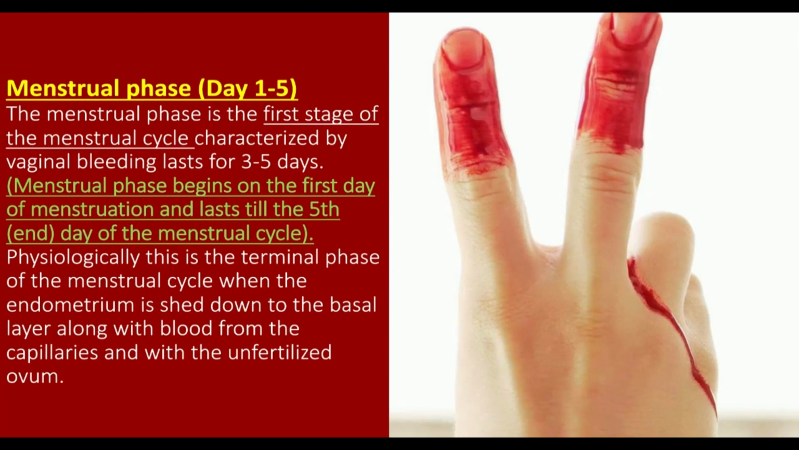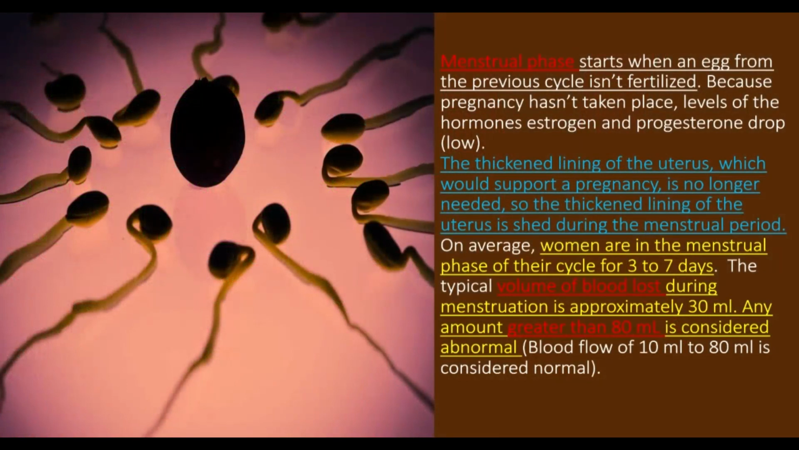Menstrual phase. The menstrual phase is the first stage of menstrual cycle characterized by vaginal bleeding, lasts for 3 to 5 days. Physiologically, this is the terminal phase of the menstrual cycle when the endometrium is shed down to the basal layer along with blood from the capillaries and with the unfertilized ovum.